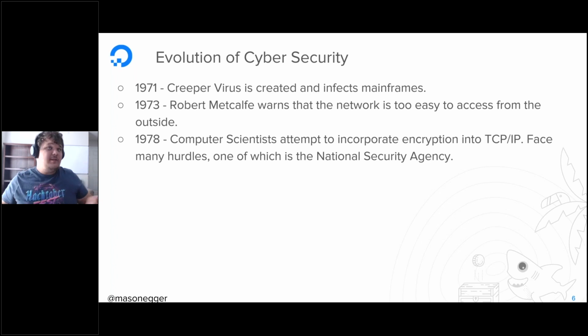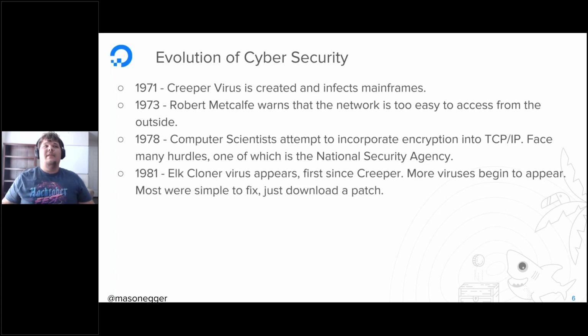And it kind of worked, and we did not get encryption baked into TCP/IP back in the 70s, and it kind of fell out, which is kind of what leads to the fact that we have an insecure network as of today. In 1981, the Elk Cloner virus appears.